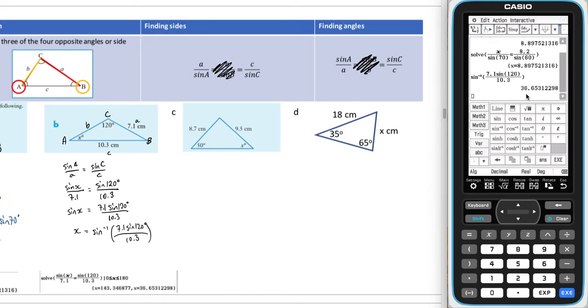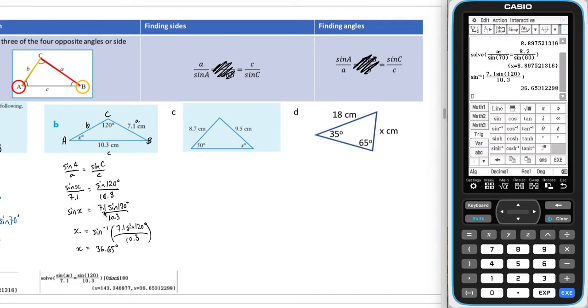And we get x is equal to 36.65 degrees. Now, we've got that answer there. The thing is, we've got this situation where you wonder, could this be a supplementary? We know that sine of x has two possible values, right? In this case, x is equal to 36.65 degrees. So we wonder, is there another value that will make the same thing?